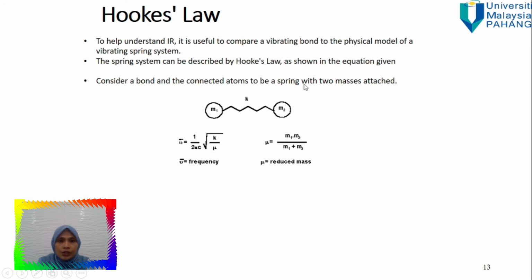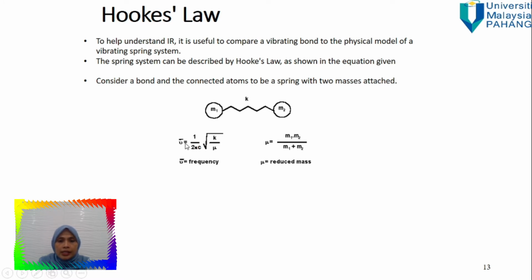The force constant shows the bond strength, and the masses of the two objects represent the masses of the atoms. This is how we can use Hooke's law to understand the FTIR frequency. Based on this formula, Hooke's law defines the wave number as equal to 1 over 2 pi c times the square root of k divided by mu. What is mu? It is the reduced mass.